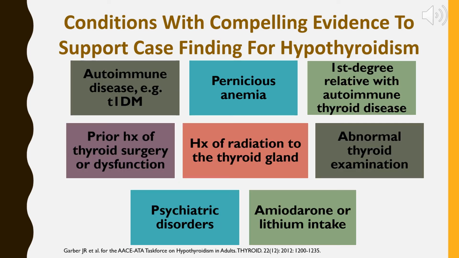Among these are the presence of autoimmune diseases like type 1 diabetes, pernicious anemia, or vitiligo. Those patients with a first-degree relative with autoimmune thyroid diseases, prior history of thyroid surgery or dysfunction, and history of radiation to the thyroid gland also warrant examination. Abnormal thyroid examination, presence of psychiatric disorder, and use of amiodarone and lithium likewise support the case finding for hypothyroidism.